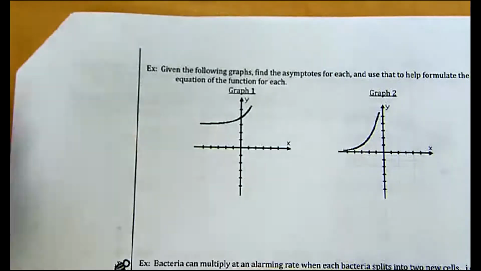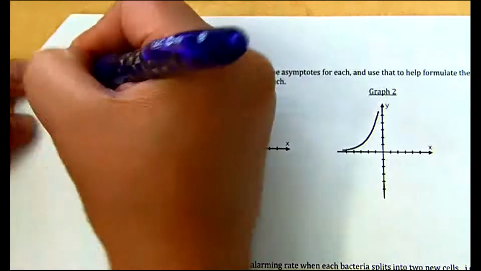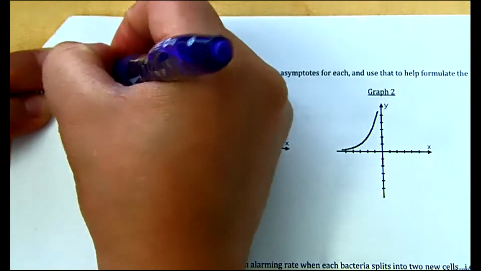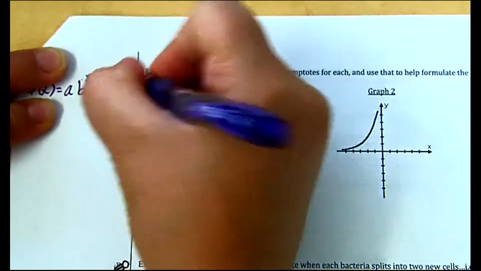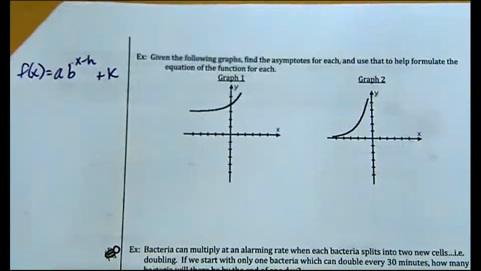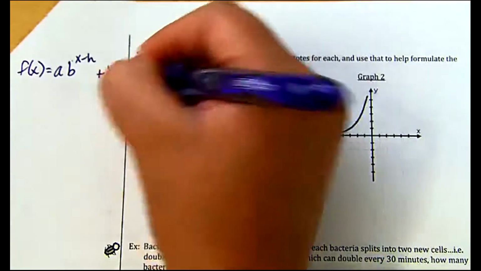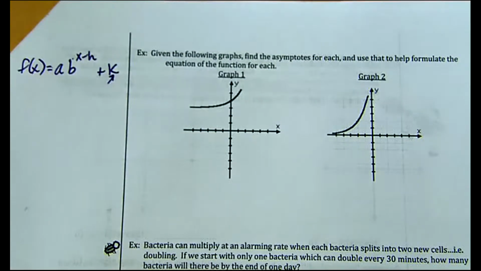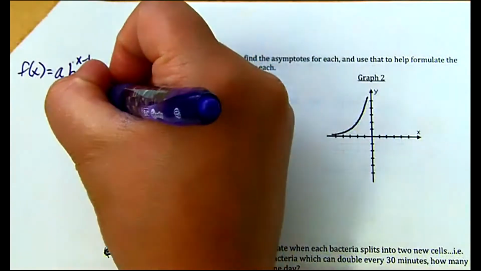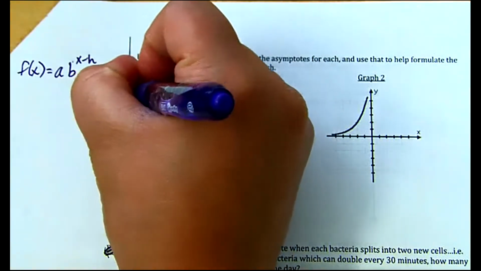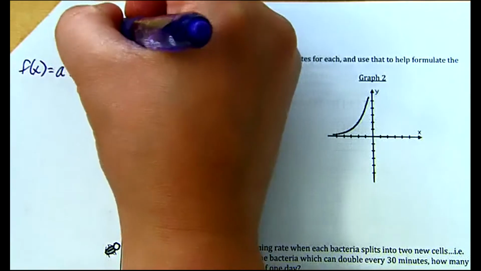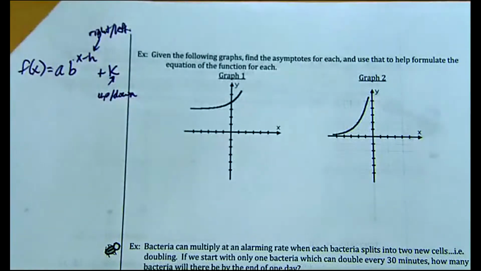So again, I'm going to remind you guys, remember our transformations. f of x equals a times b to the x minus h power, plus k, where k is what's going to change our asymptotes, like our up and down asymptote. And h is our right and left. h is our right and left here.